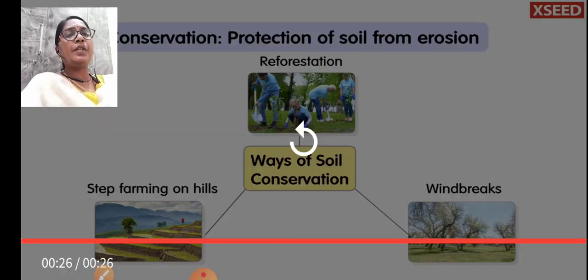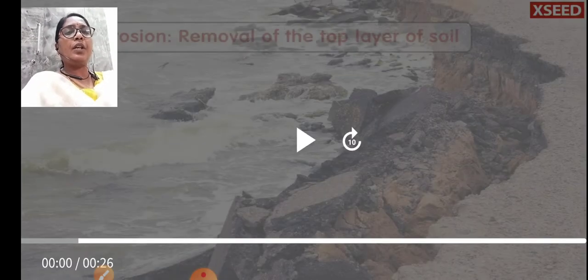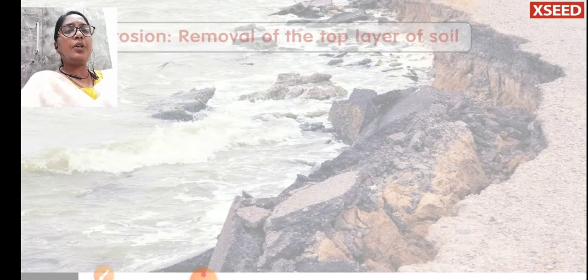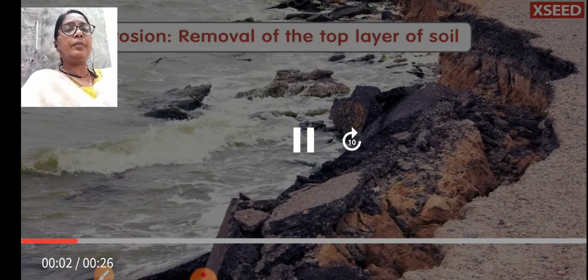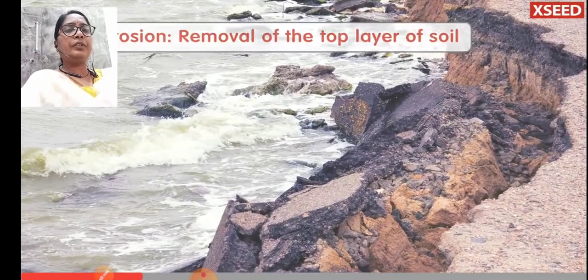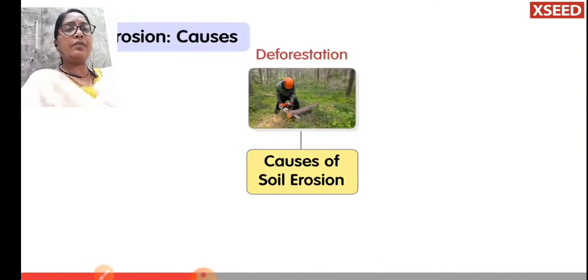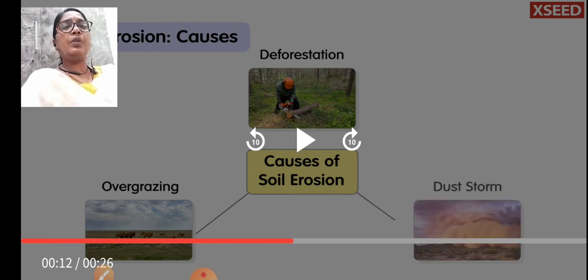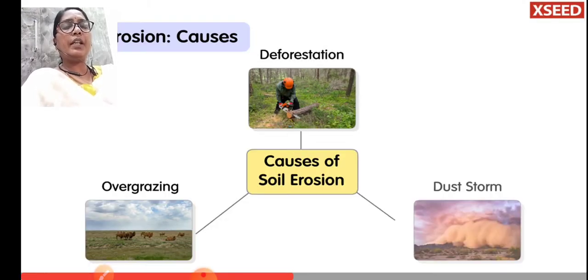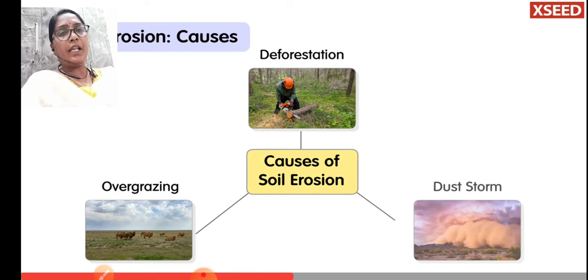Understood, children? So you can see how soil erosion is taking place. Soil erosion means removal of topsoil. Soil erosion is the removal of the top layer of soil. It is caused by deforestation, overgrazing, improper farming methods, heavy rain. So deforestation, when the people are cutting trees on a large scale, overgrazing, a number of animals at the same place, dust storm, wind, and rain. These are the causes for soil erosion.